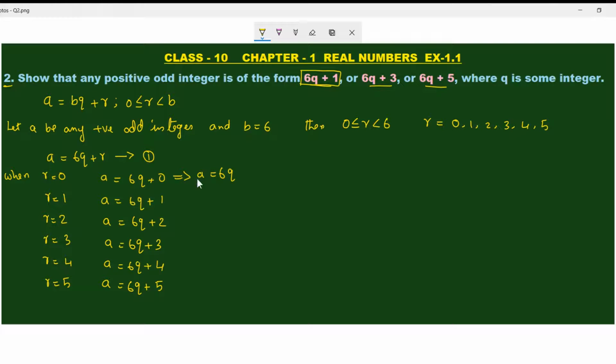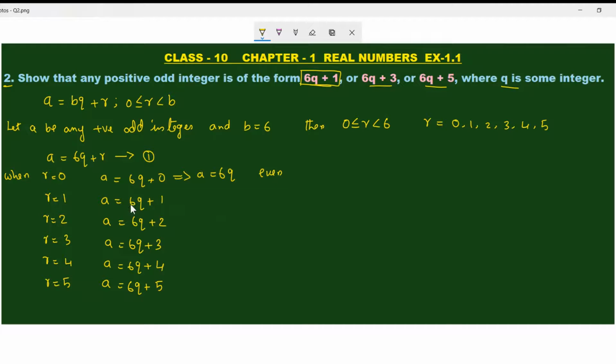You can see A is equal to 6q. This is our first equation. What is 6q? Already it is given that q is some integer. If any integer is multiplied with an even number, then the product will be an even number, isn't it? We have written A is equal to 6q, that is, the product of 6 and q is A. Then A would be an even number. So I am saying in this equation A is even.